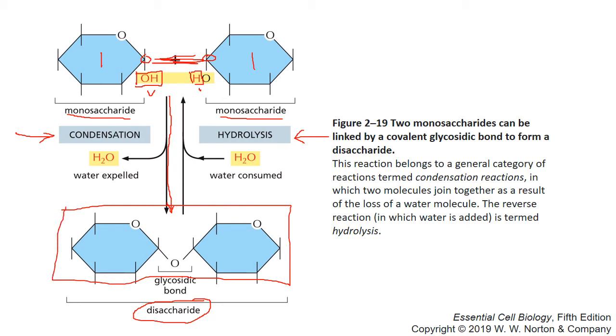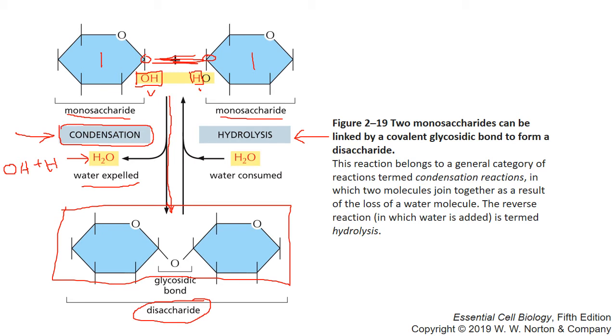Now, what do we do with our waste products, right? Because we have an OH that we removed from one side and a hydrogen that we removed from the other side. Well, it turns out that if you combine these two, you get water. And water is considered a waste product in this particular example because you no longer need it. So we're going to expel it. We're going to get rid of it. And when you expel it, we then call it a condensation reaction.